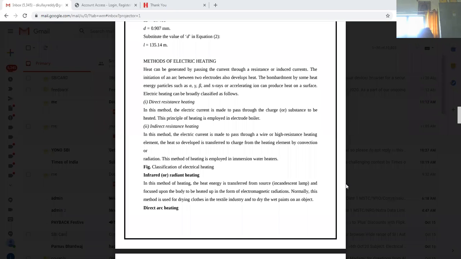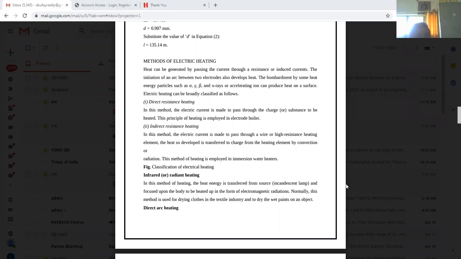Direct resistance heating means current is passed through the charge or substance to be heated, like an electrode boiler. Current is passed through the substance, and it produces the heat. That is direct resistance heating. Why is it called direct resistance? The substance is a conductor, and a conductor has resistance, so it acts as a resistive material. When current passes through the substance, the substance itself heats up and produces heat. This process we call direct resistance heating.